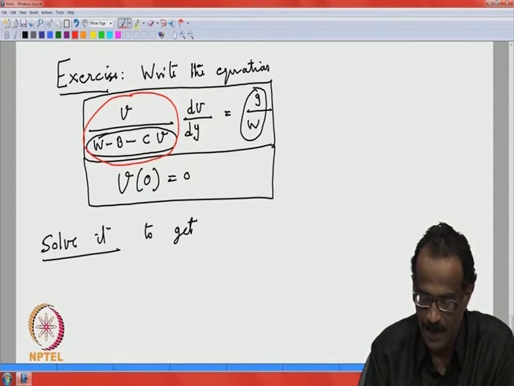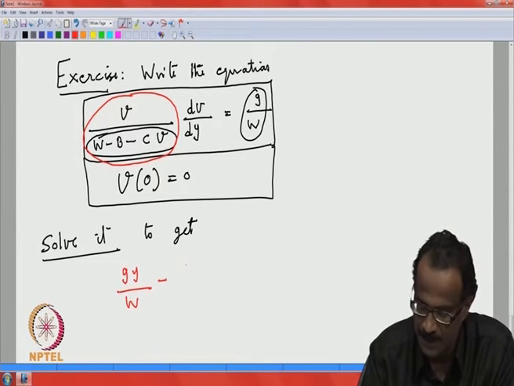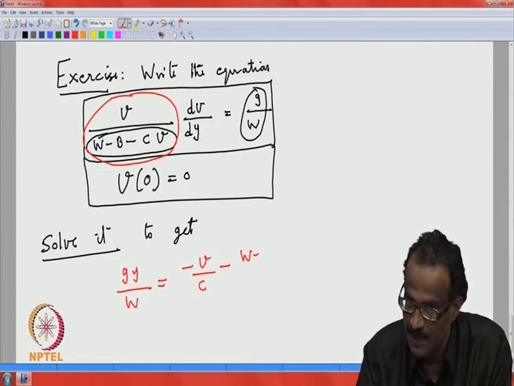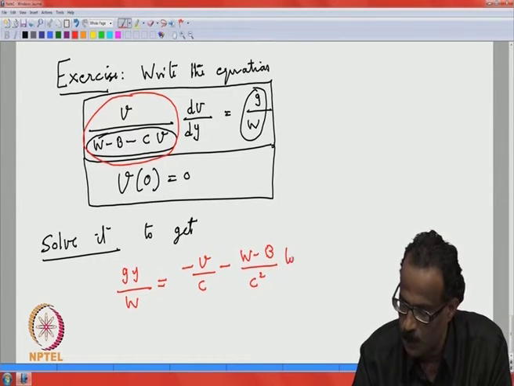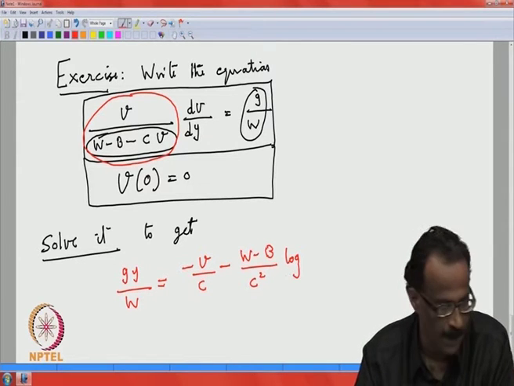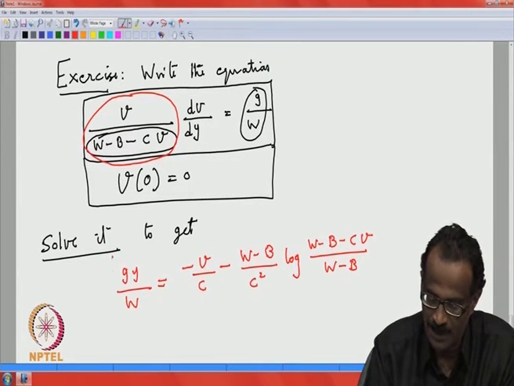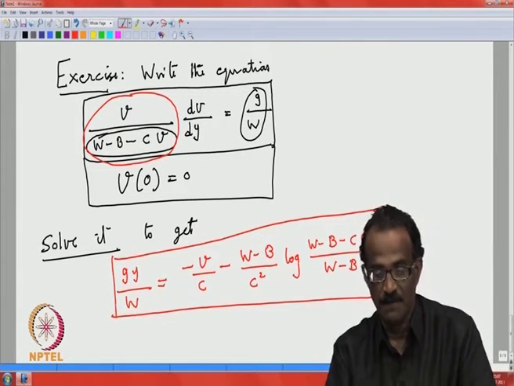So, let me write down my solution to get a solution in an implicit form: Gy by W, this is an implicit form, equal to minus V by C minus (W minus B by C) square. Anyway, do the computation. If I have not made any error, I am not sure, there may be some minor error of sign or something, but it is nice to correct the errors of the lecturers, and that is the best way to learn, in fact. So, that is the final form of the solution.